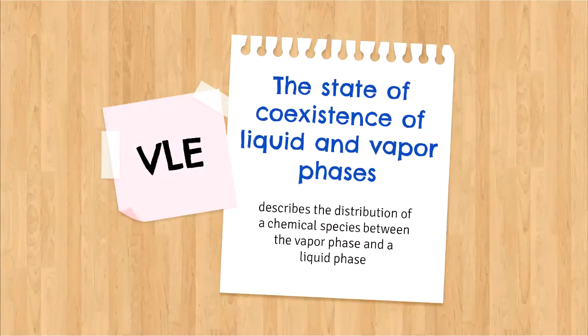So, what is VLE? VLE is the state of coexistence of liquid and vapor phases. In thermodynamics, VLE describes the distribution of a chemical species between the vapor phase and a liquid phase.